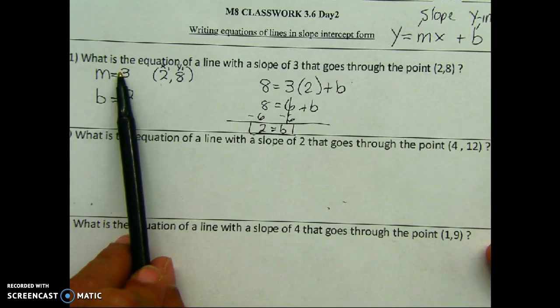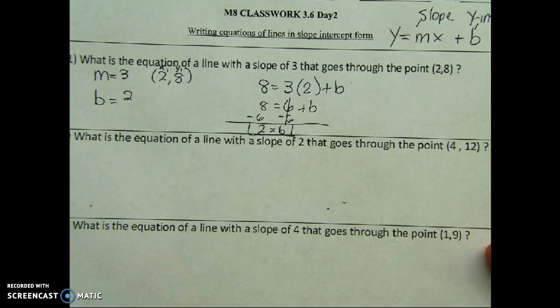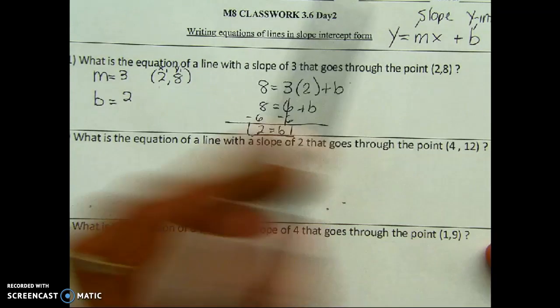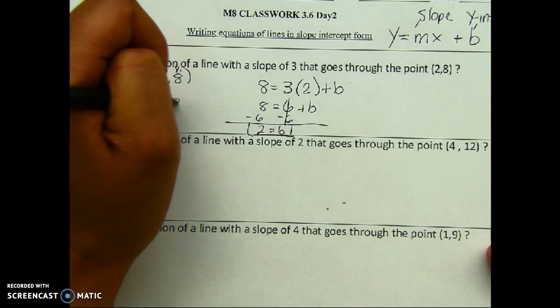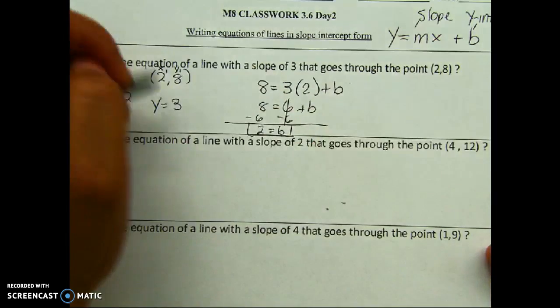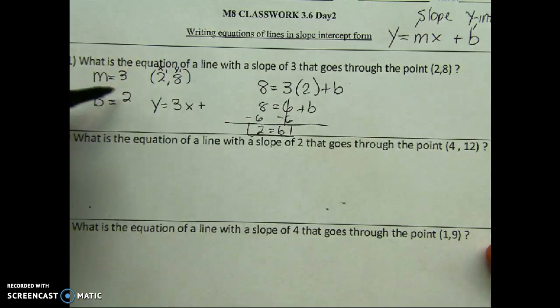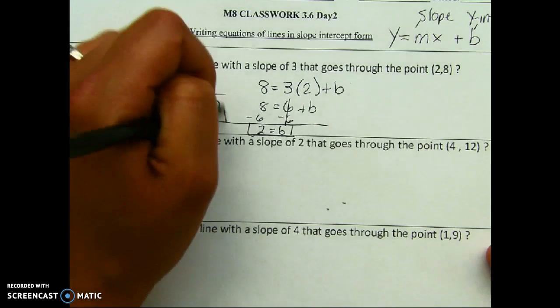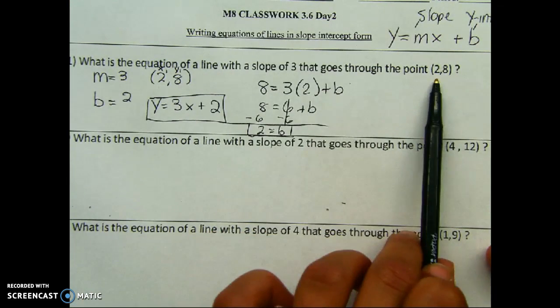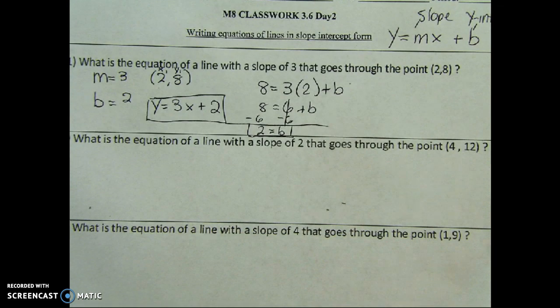If you have an m and you have a b, you're going to be able to write the equation. Follow this. Y equals, my m is 3. I'm going to bring in my x plus my b, which is 2. So that is the equation of the line with a slope of 3 and a point of 2, 8.